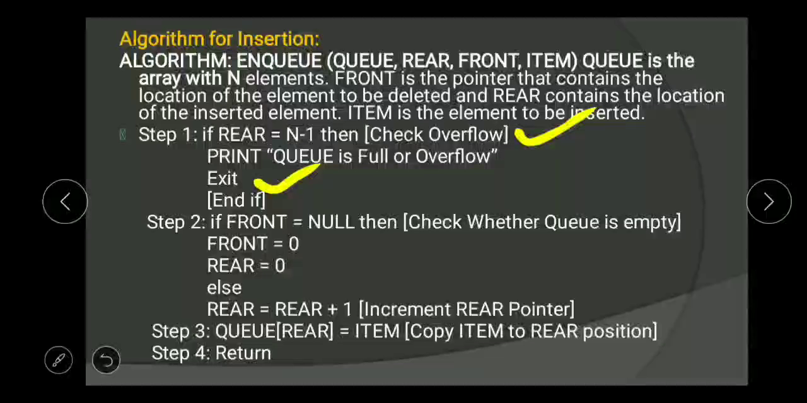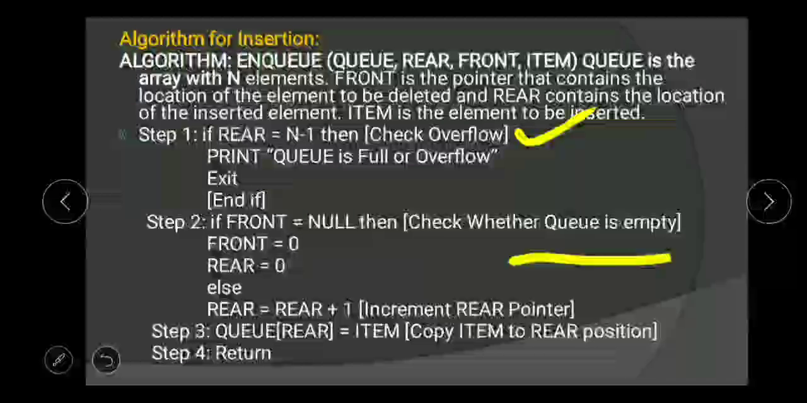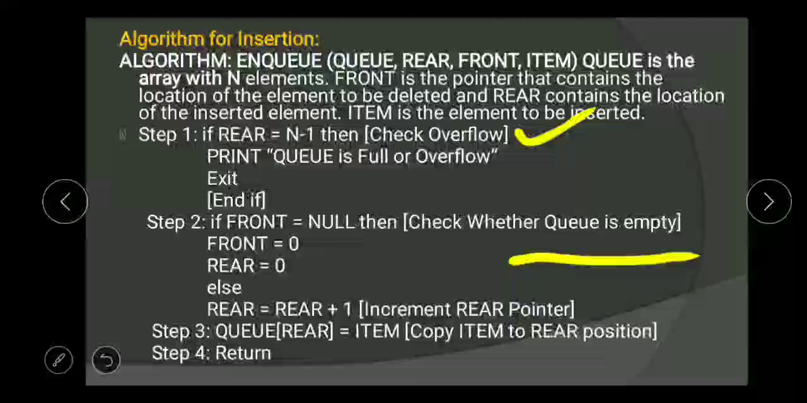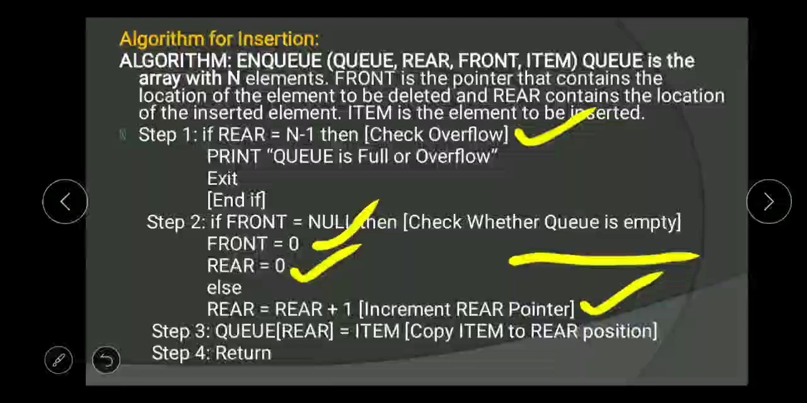Otherwise, step 2 is we have to check whether the queue is empty. For that, the condition statement will be if front is equal to null, then front is equal to 0 and rear is equal to 0. Else, rear is equal to rear plus 1. We increment the rear pointer because we are going to insert an element into the queue.